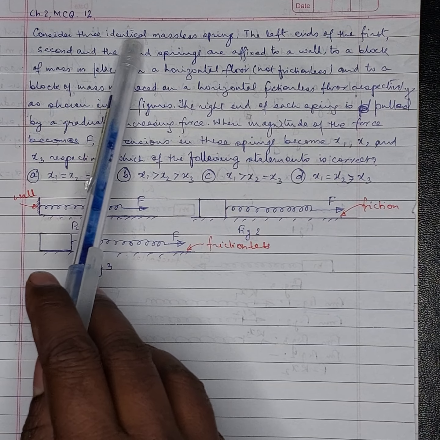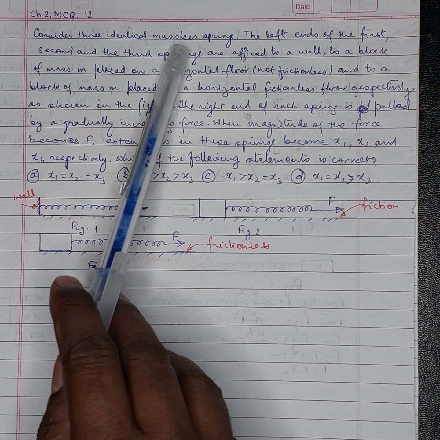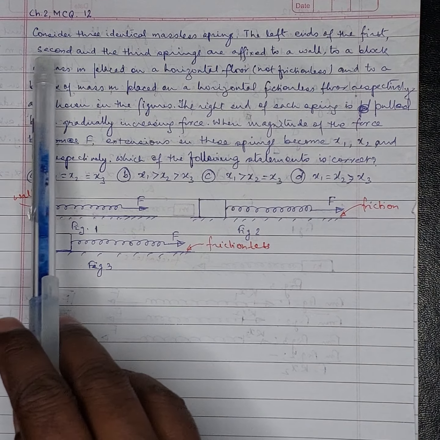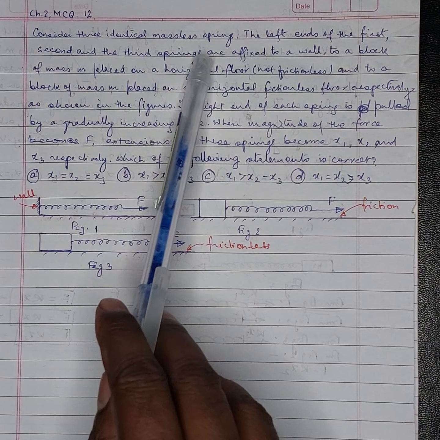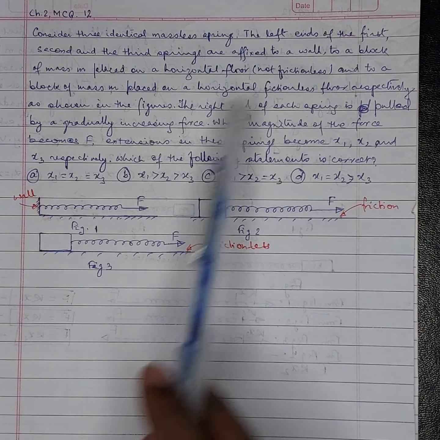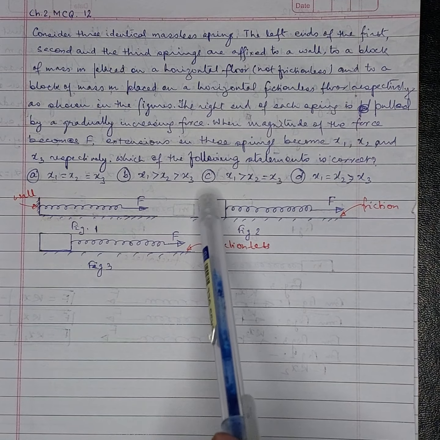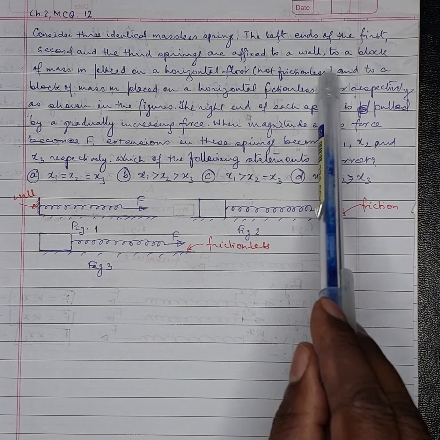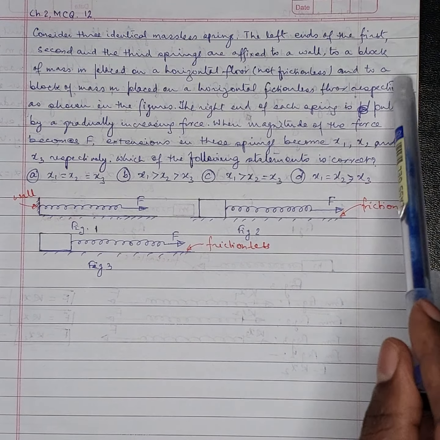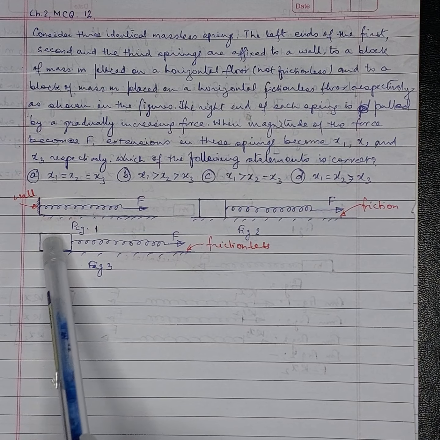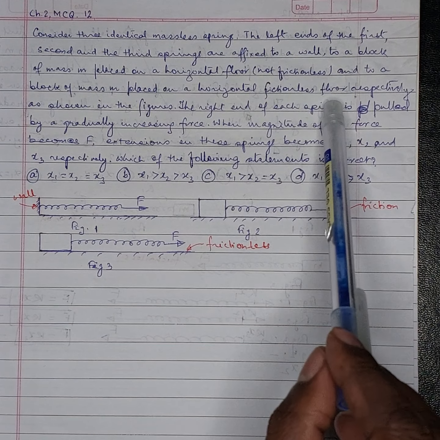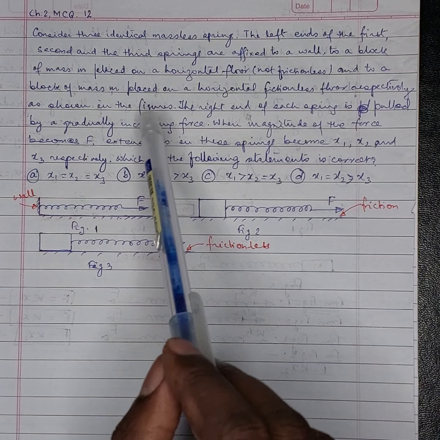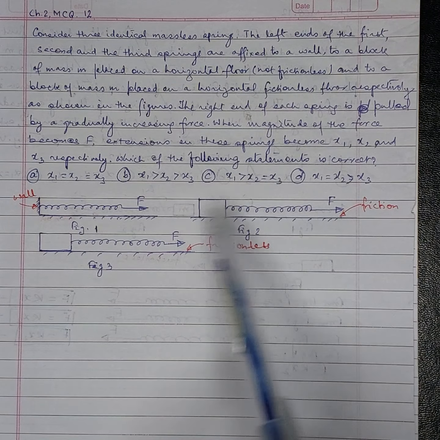Consider three identical massless springs. The left ends of the first, second, and third springs are affixed to a wall, to a block of mass m placed on a horizontal floor that is not frictionless, and to a block of mass m placed on a horizontal frictionless floor respectively, as shown in Figure 1, Figure 2, Figure 3.